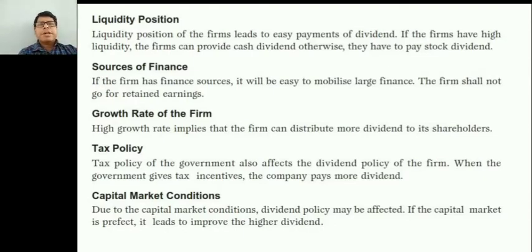Another important thing is the sources of finance. We need to understand where the company is going to arrange or mobilize its finance, because if there are other sources, there is no need to maintain retained earnings, right? Another important thing is the growth rate of the firm. If the firm's growth rate is high, then the company can pay a higher dividend, otherwise the company cannot pay a higher dividend rate.